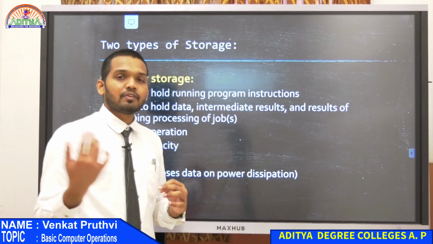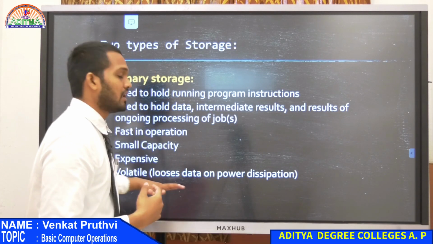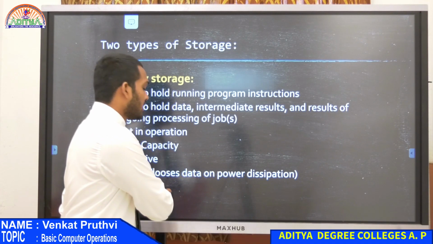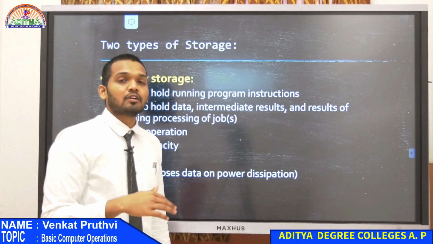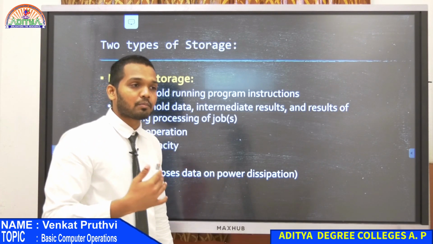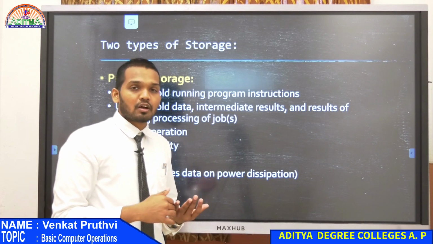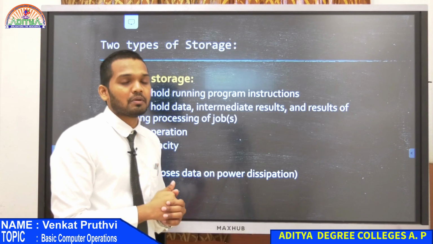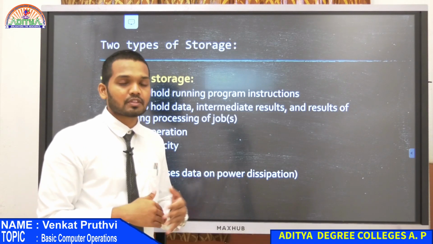Now if this volatile feature is not included in the design of a RAM, what would happen? Suppose you are using your computer, you are using the RAM, the CPU is directly connected to the RAM and it's performing its operations with the RAM.